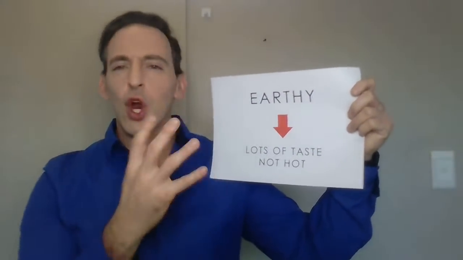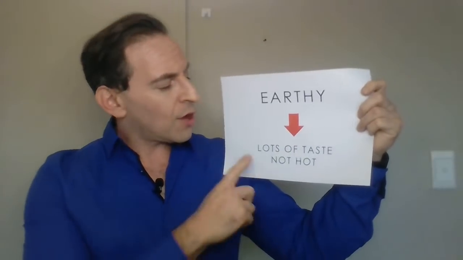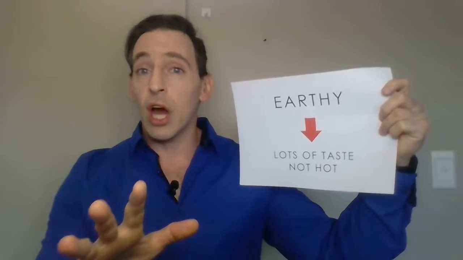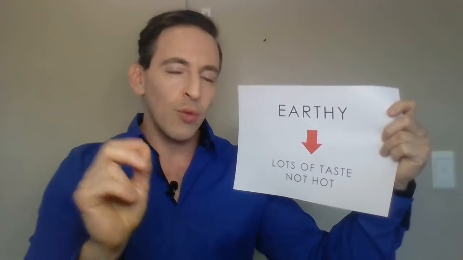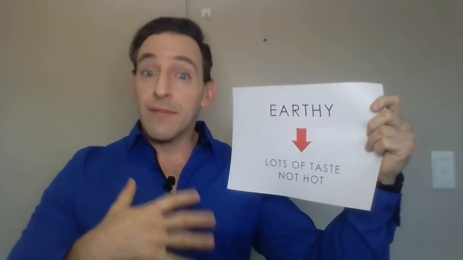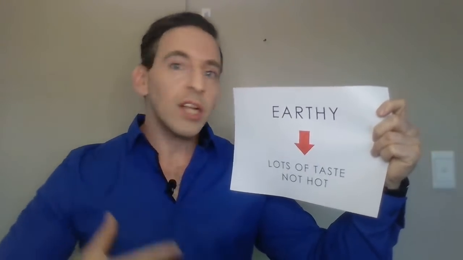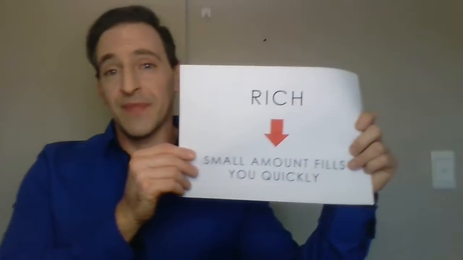A step up from light in the middle is earthy. Earthy is a great way to describe food. There's lots of taste, but it's not hot. Earthy flavors are things like cumin, turmeric, coriander. These are earthy flavors. They feel full, but they're not hot and spicy. Earthy. And the final one we have is rich.